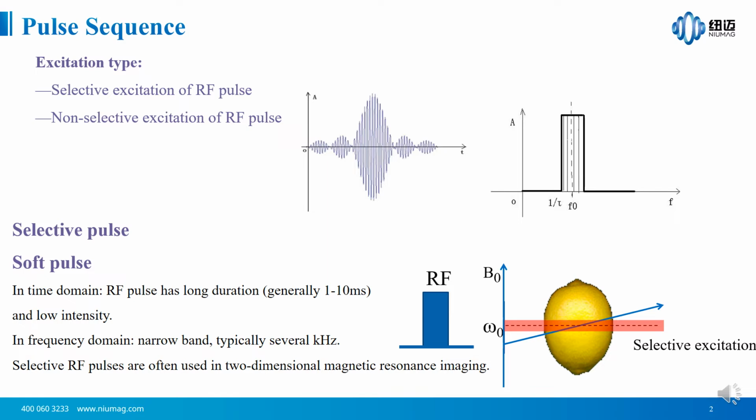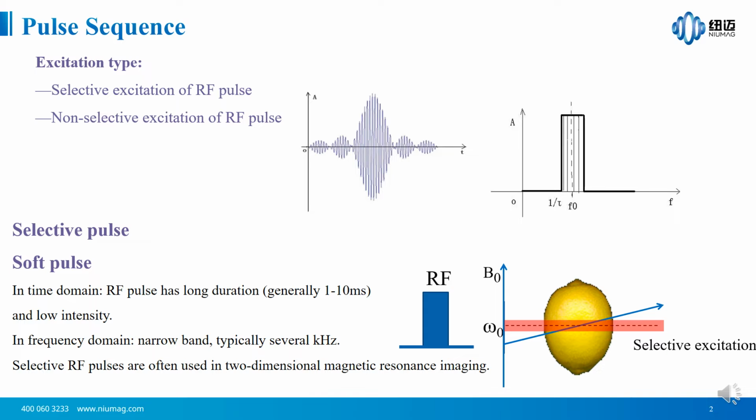Second, in the frequency domain, the frequency band of a soft pulse is narrow, roughly in the range of kilohertz. So the soft pulse can selectively excite the signal in that frequency band. The spatial positioning of MRI is accomplished by using a gradient magnetic field and a soft pulse selectively.